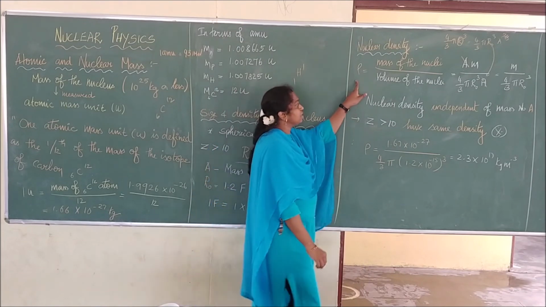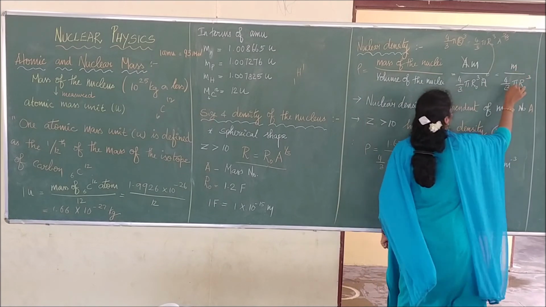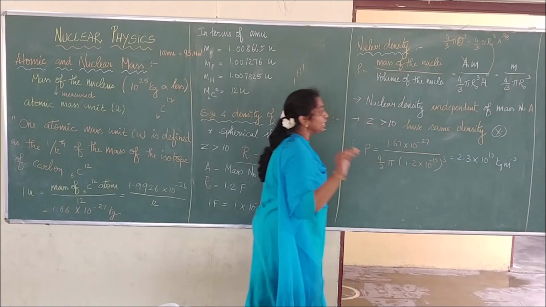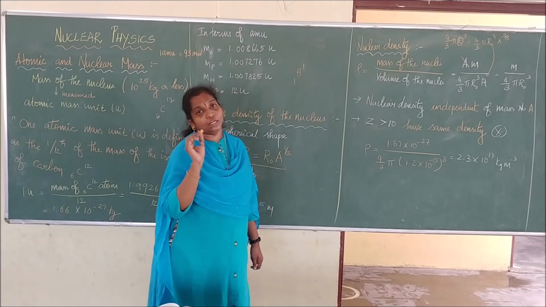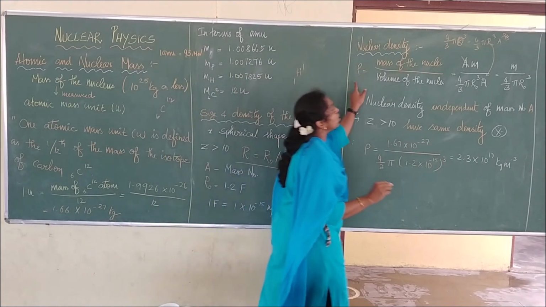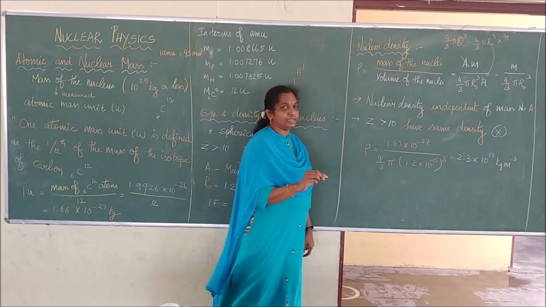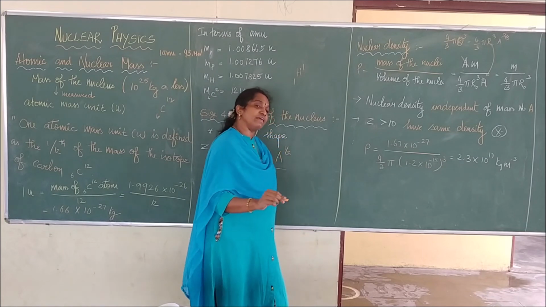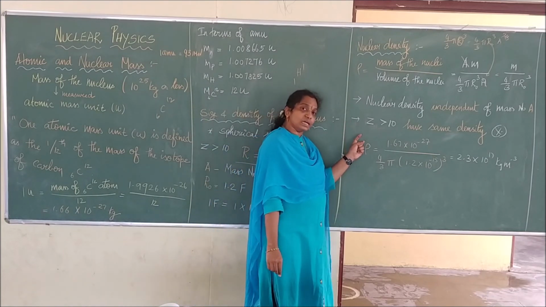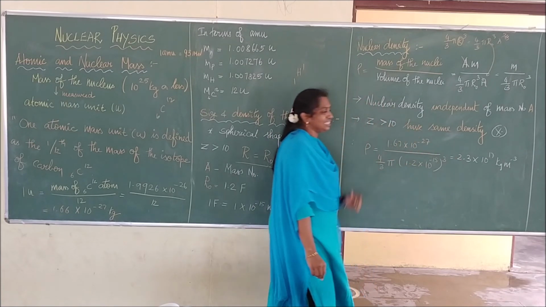So from this it is clearly known that the density is equal to m divided by 4 by 3 pi R0 cube. It clearly proves that the nuclear density is independent of the mass number. There is no A left, A gets cancelled. Therefore, we can say that nuclear density is independent of the mass number, or otherwise that elements with atomic number greater than 10 will have the same density.